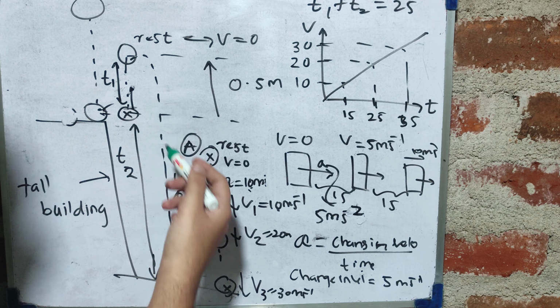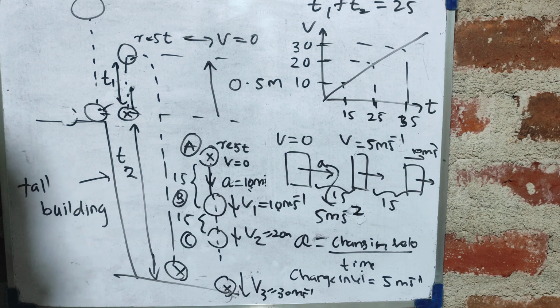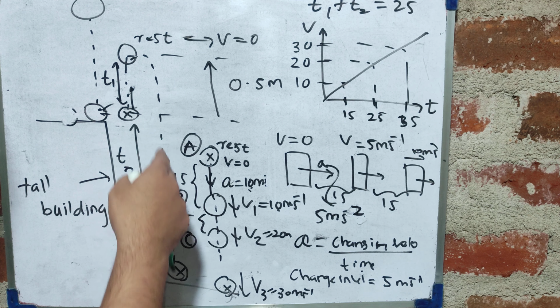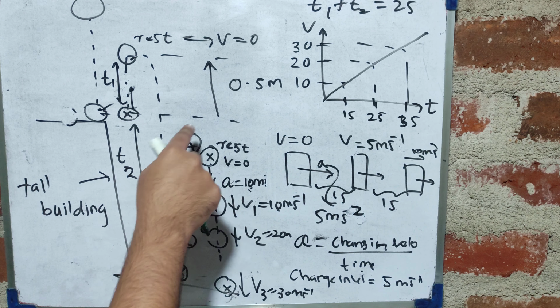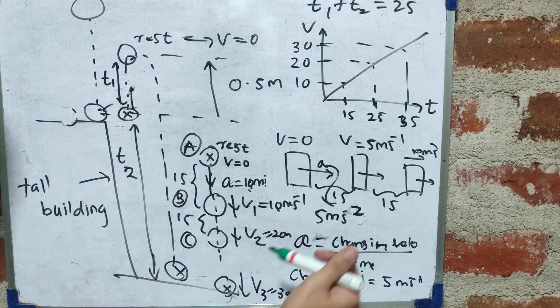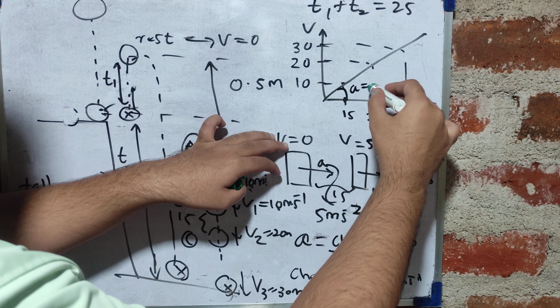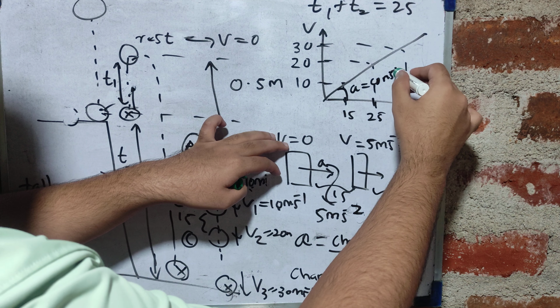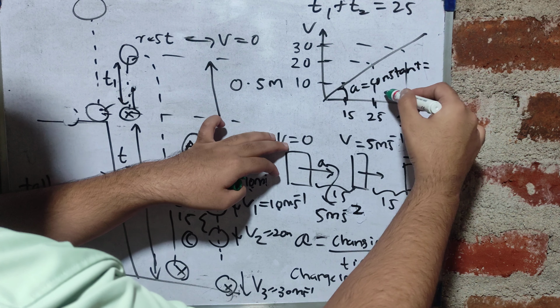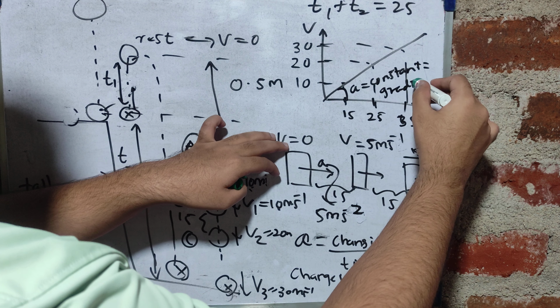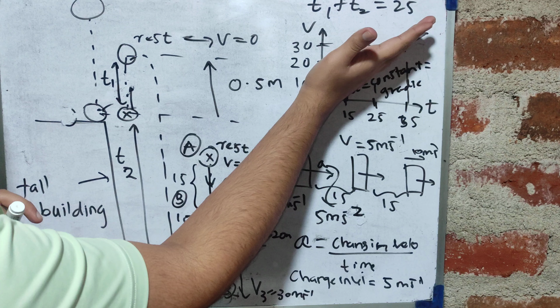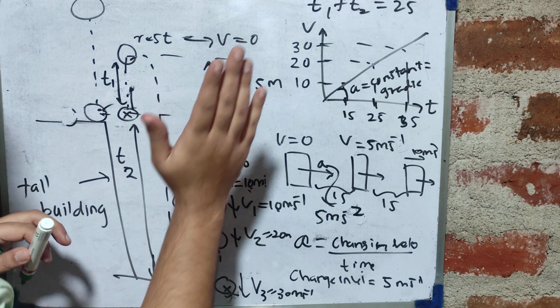Here they have said it is moving under gravitational acceleration. It's moving under gravitational force. From here to here, gravitational force is acting. Therefore, acceleration is constant. Because the acceleration is constant, the gradient is constant. Here, same gradient. The gradient does not change.